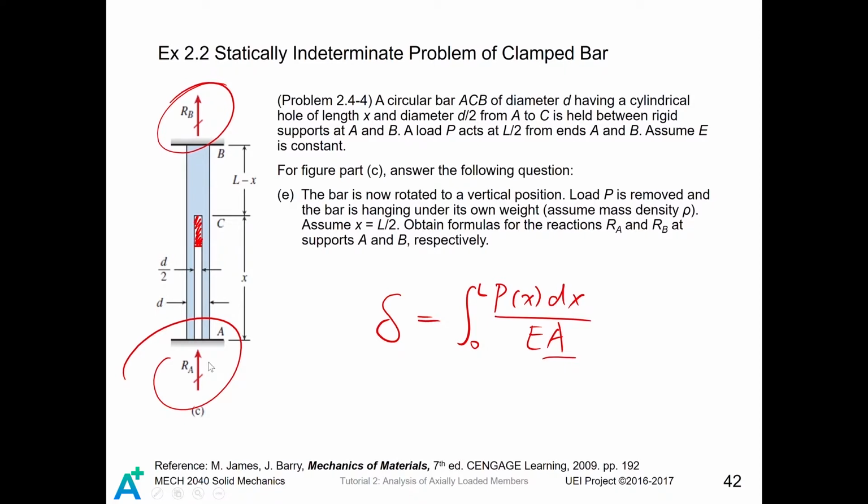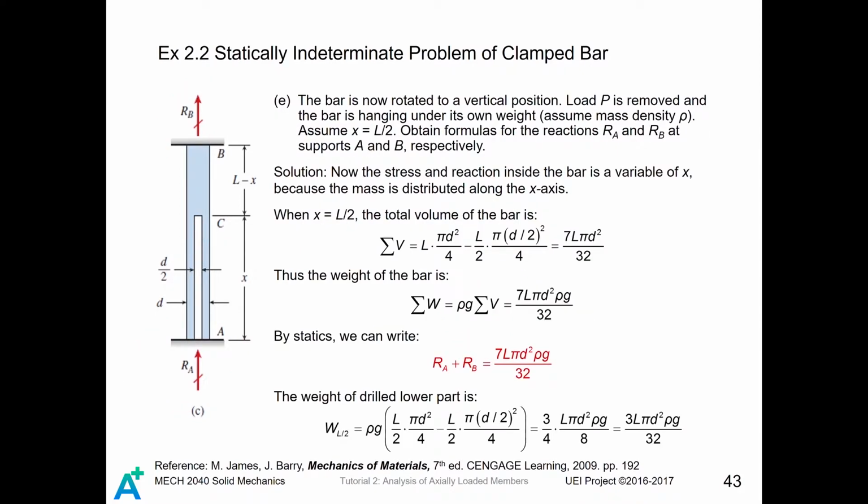In this case, we can see the areas for the two sections are both regular. The area is constant for both sections. However, the P, the tensile or compressive load, will be a variable of x. Firstly, let's still consider this problem in terms of statics. We know that those two reactions are going to support the weight of the whole bar. Therefore, let's try to find the weight of the whole bar.